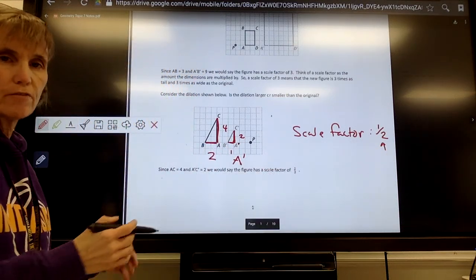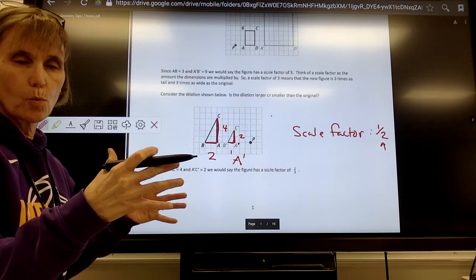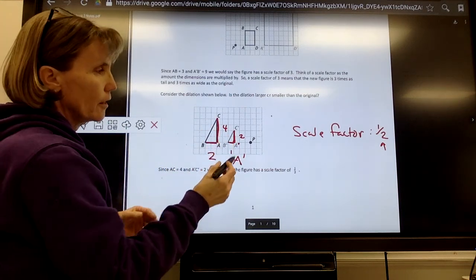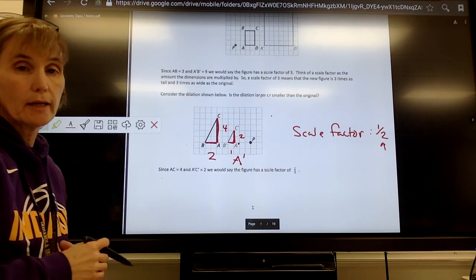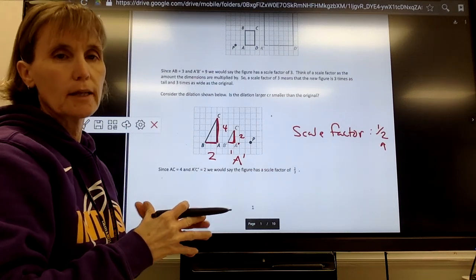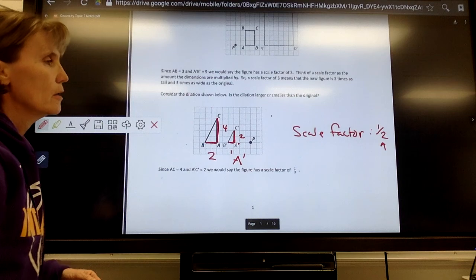So notice that when the figure gets bigger, like the rectangle up here, we have a scale factor that's greater than 1. We had a scale factor of 3. When the figure gets smaller in the dilation, we have a scale factor that's going to be less than 1. We're going to have a fraction. And that happens to us sometime. So keep that in mind. If it gets smaller, scale factor is less than 1. It'll be a fraction. If the figure gets bigger, the scale factor is greater than 1.